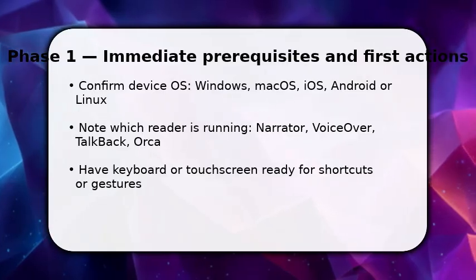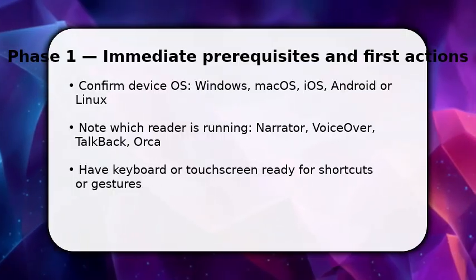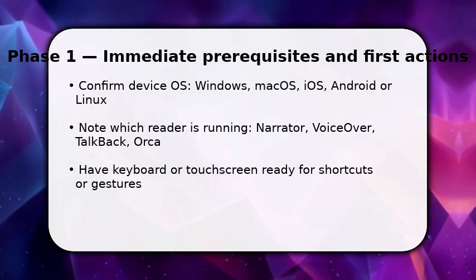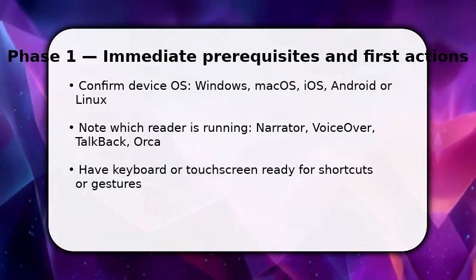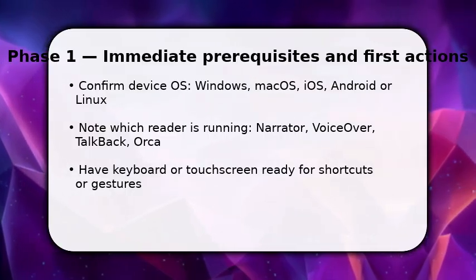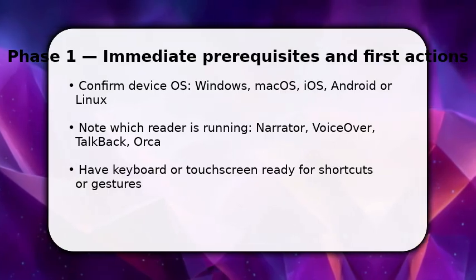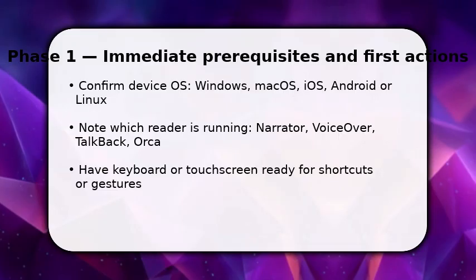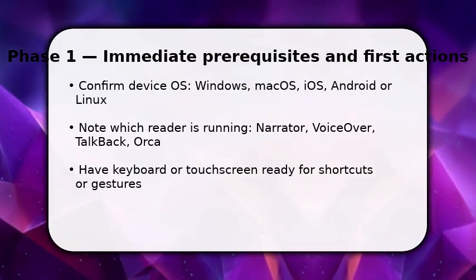You start by confirming the essentials. Identify your device and which screen reader is active, because each one stops differently. On Windows, check Narrator. On Mac OS, VoiceOver. On Android, TalkBack. On iOS, VoiceOver. Once done, make sure you have input access, keyboard for desktop or touchscreen gestures for mobile, and that you can reach settings quickly. This saves time.